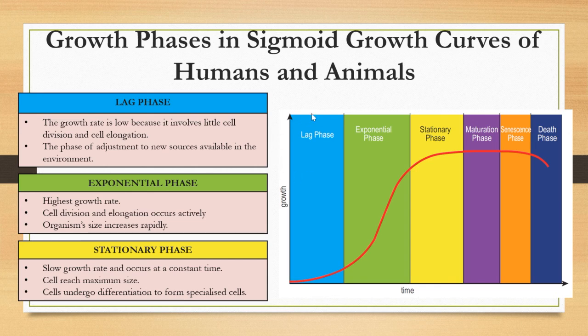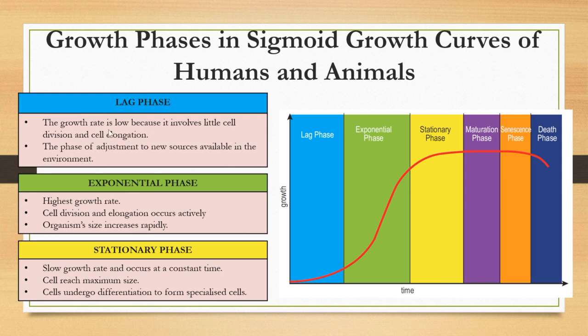First, after the fetus is born, after the baby is born, it will enter the lag phase. What happens in this phase? The growth rate is low because it involves little cell division and cell elongation.